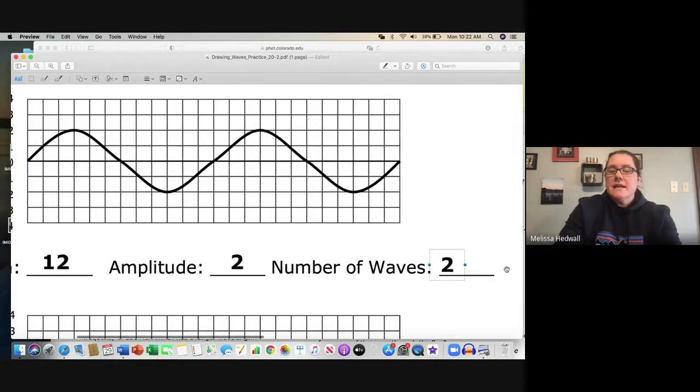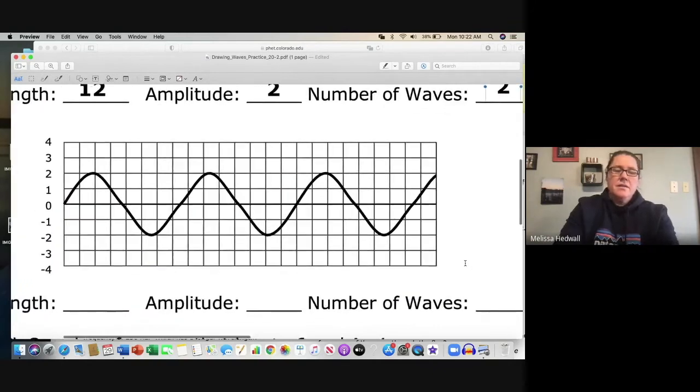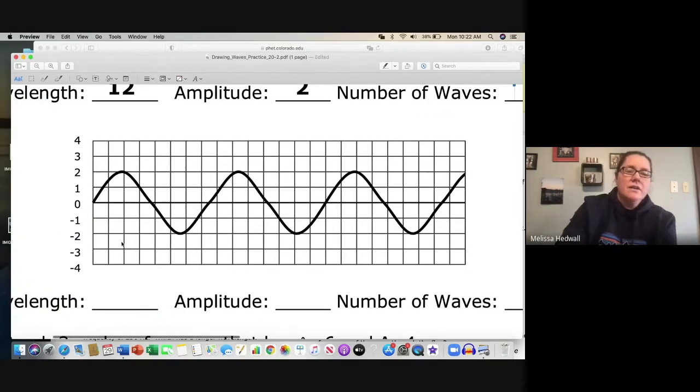When it comes to the next one, you're going to do the same thing. There's just one part that's a little bit goofy about it. And it is this. So wavelength, you'll still count out. Go 1, 2, 3, 4, 5, 6, 7 and a half boxes. So the wavelength is 7.5. Your amplitude, it goes up and touches the 2 and then goes down and touches the 2. So it's still an amplitude of 2.